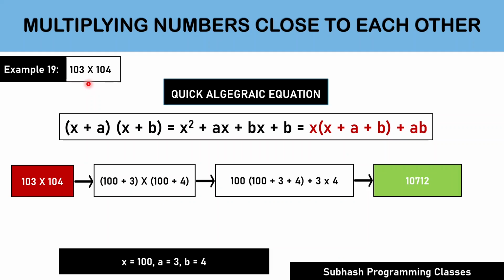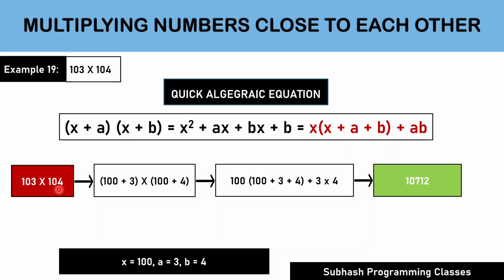As you can see, these numbers 103 and 104 are close to each other, isn't it? Now, the problem 103 multiplied by 104 can be solved using the algebraic equation (x plus a) multiplied by (x plus b) is equal to x square plus ax plus bx plus b, which will finally result in x multiplied by (x plus a plus b) as a whole plus a multiplied by b.